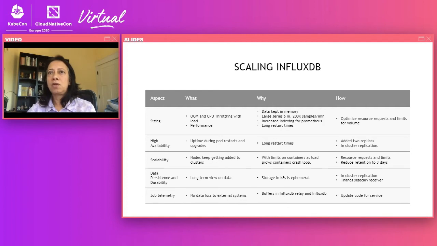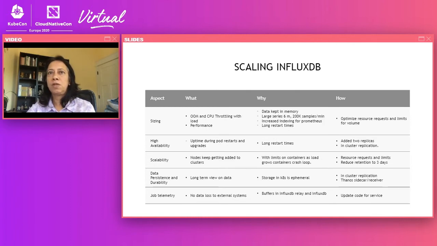Due to long restart times for HA, we needed to add replicas. We added InfluxDB relay for replication. However, InfluxDB relay is not supported anymore, so we had to support it ourselves for our setup. This also helped for the data persistence requirements. Sizing of the resources helped us support the scale.